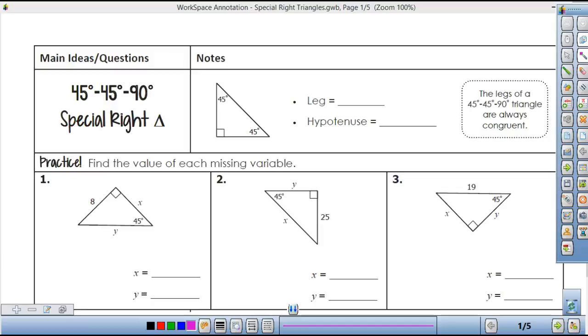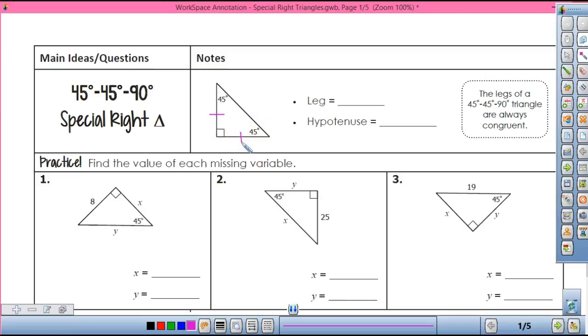We have two different types of 90-degree triangles, or right triangles, that we call special right triangles. The first one is a 45, 45, 90 triangle. And if it's 45 degrees and 45 degrees, so it's got two congruent angles, what kind of a triangle is it? It's a right triangle, but what other kind of triangle is it? What's that special word when it's got two congruent angles? Isosceles, yeah.